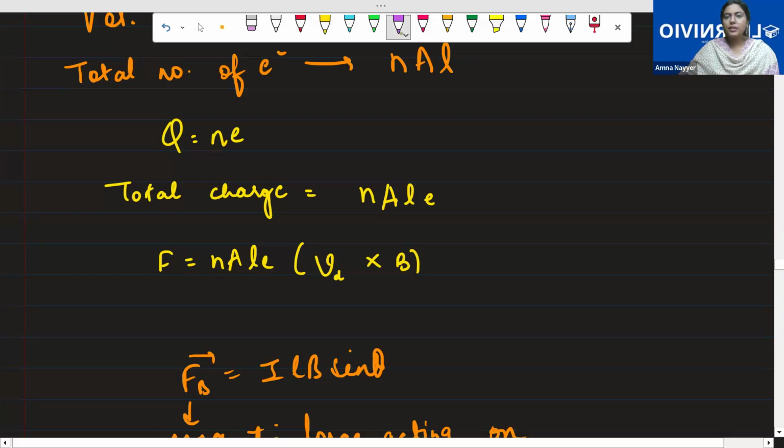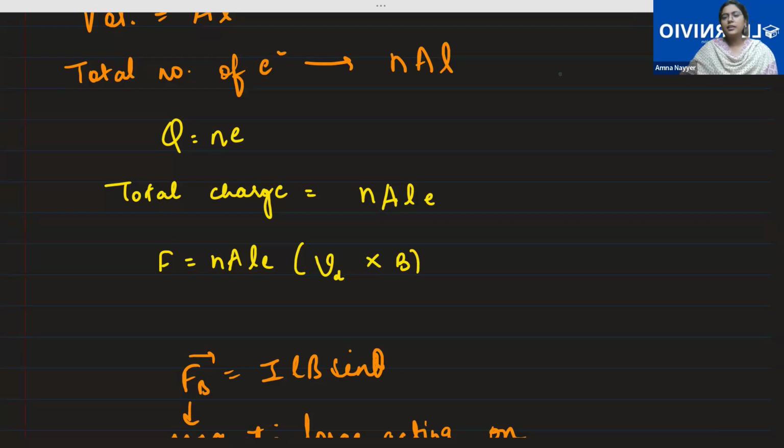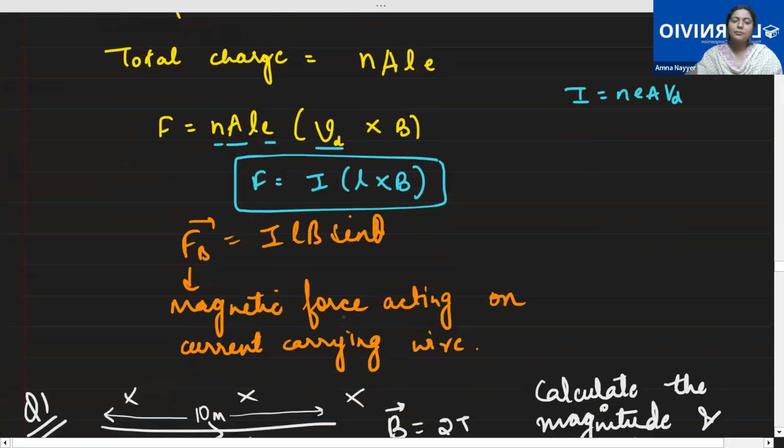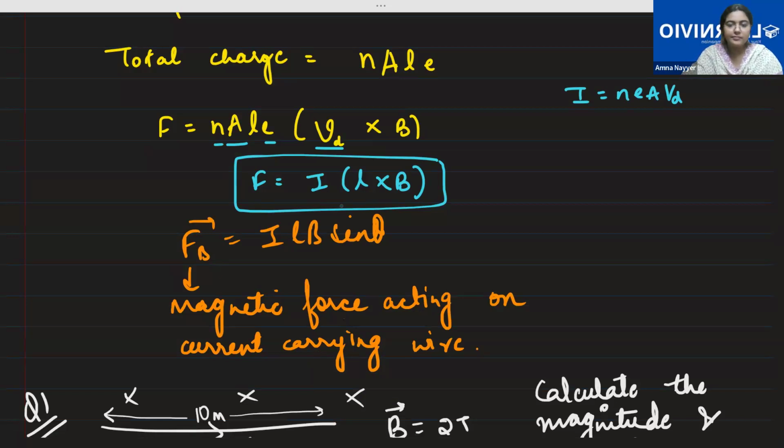Now, class, if you remember, there was a formula. I think we haven't discussed it. No, you must have studied it. I is equal to nEA vd, where vd is the drift velocity. This is the current. So F is equal to I L cross B. This is the magnetic force. So the magnetic force acting on the wire is ILB sine theta. L cross B means LB sine theta, so IL cross B is ILB sine theta.